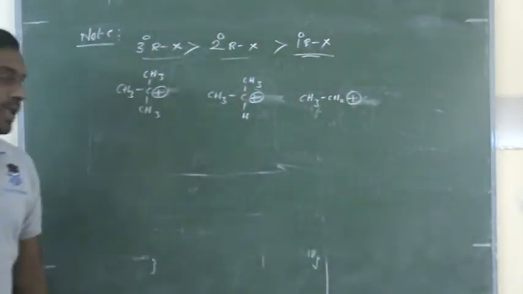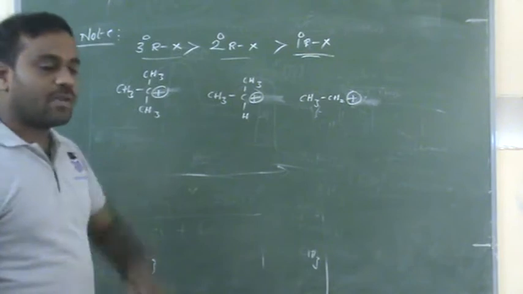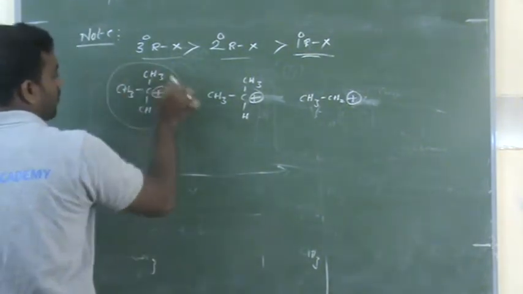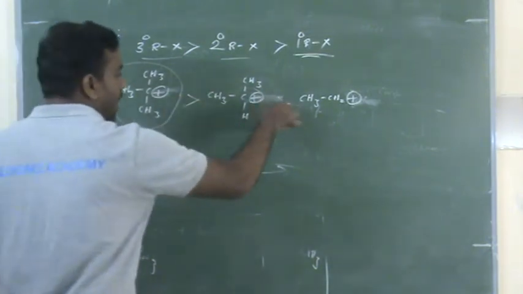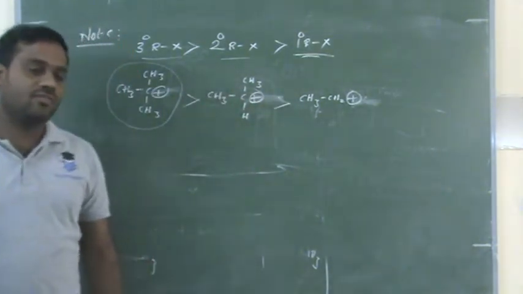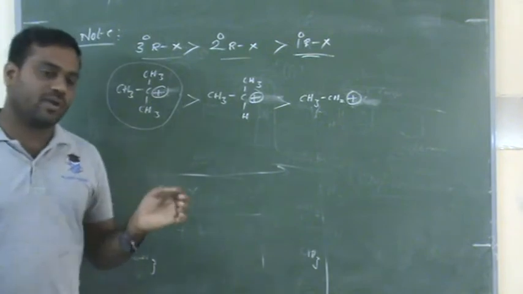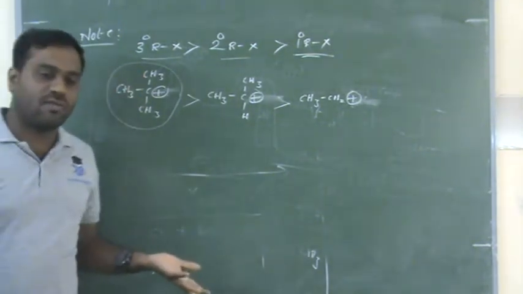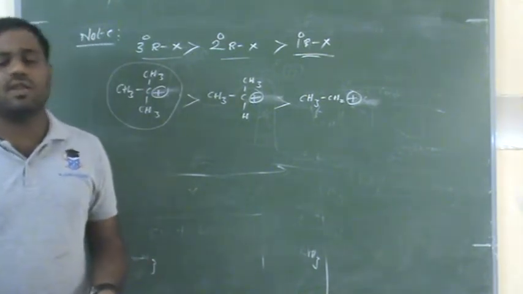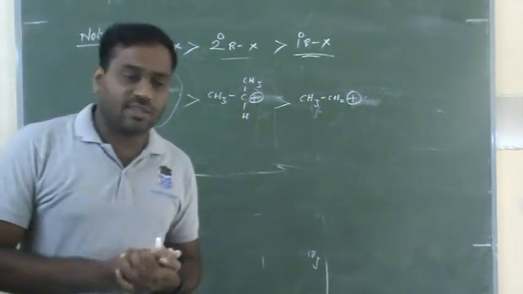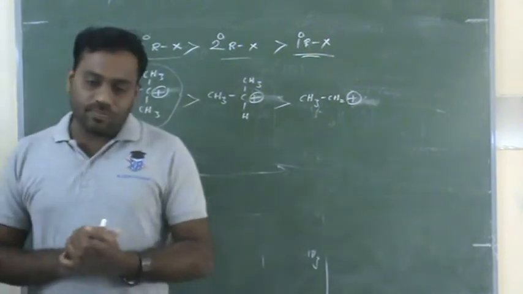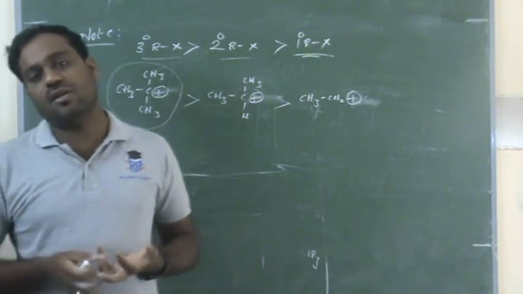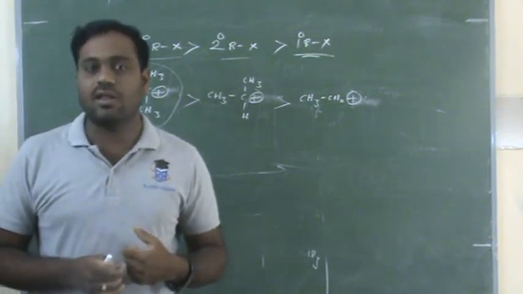Primary carbocation. Among all of these, which carbocation is more stable? Tertiary carbocation is more stable. Why? Due to the inductive effect. In the SN1 reaction, the carbocation is an intermediate. Among the tertiary, secondary and primary carbocations, whichever carbocation is more stable, that alkyl halide is more reactive in the SN1 reaction. That is the reason.